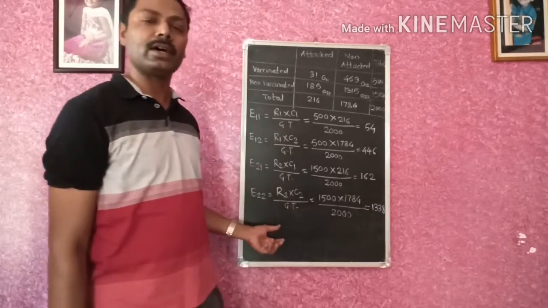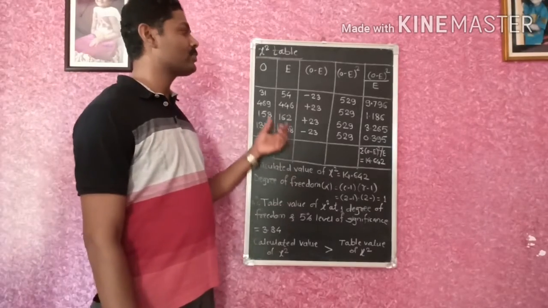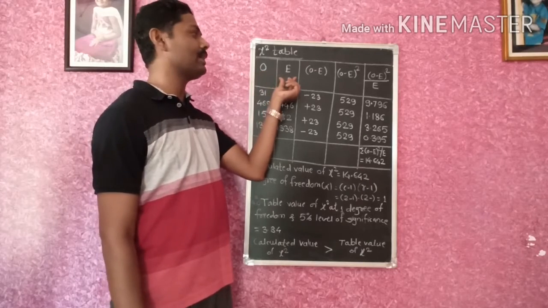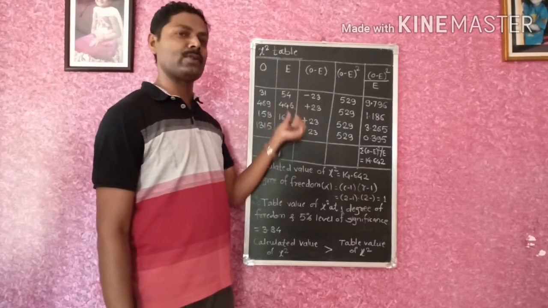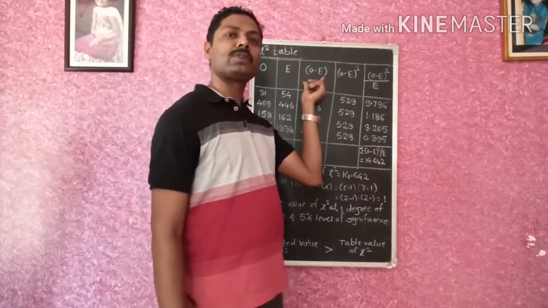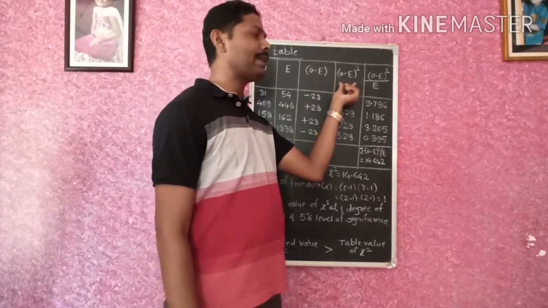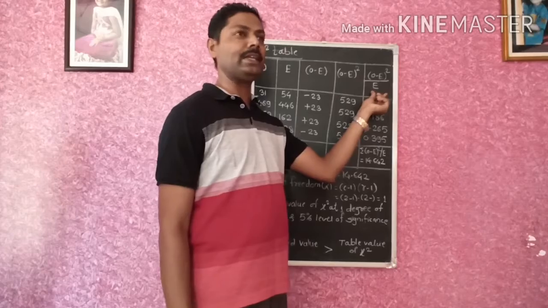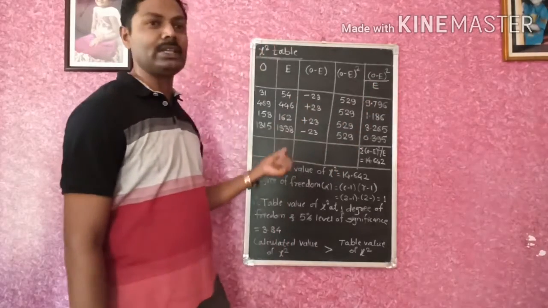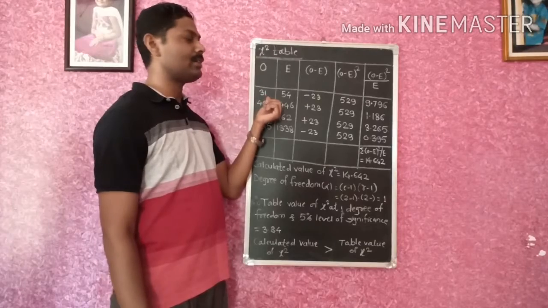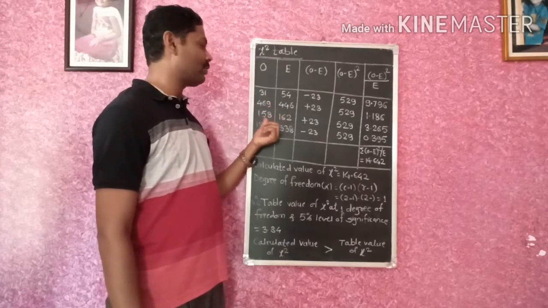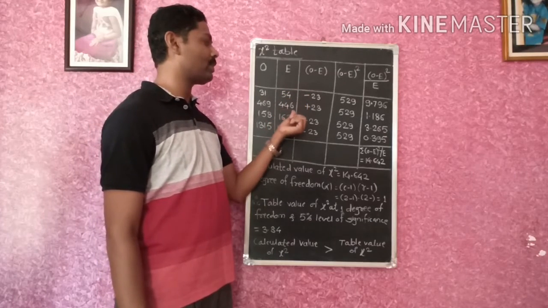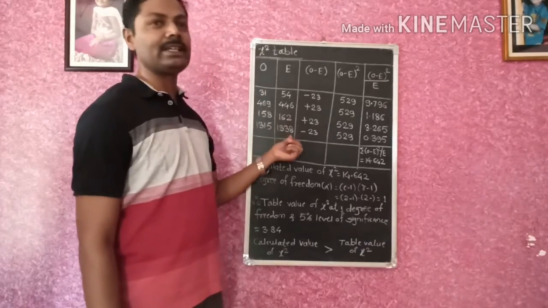Next step is to prepare a chi-square table. In the chi-square table, we have taken the values O, which stands for observed frequencies, and E, which stands for expected frequencies, which we have calculated. Then O minus E is the difference between observed and expected frequency, (O minus E) squared is the difference square, and (O minus E) squared divided by E. The observed frequencies are 31, 469, 158, 1315. The expected frequencies are 54, 446, 162 and 1338.